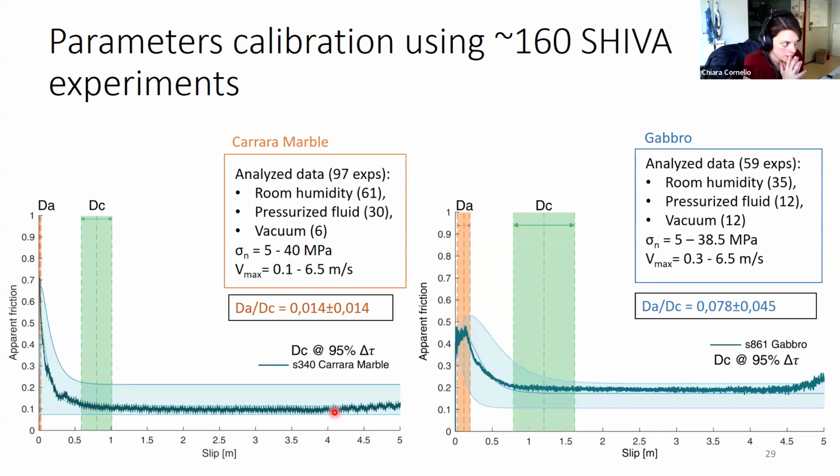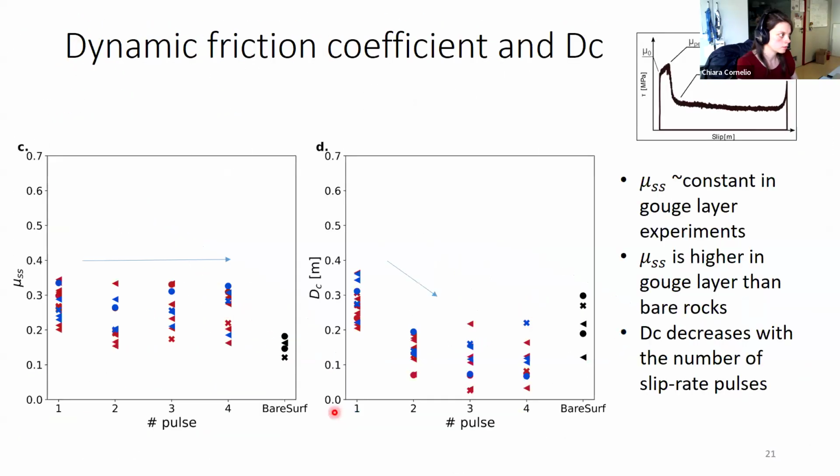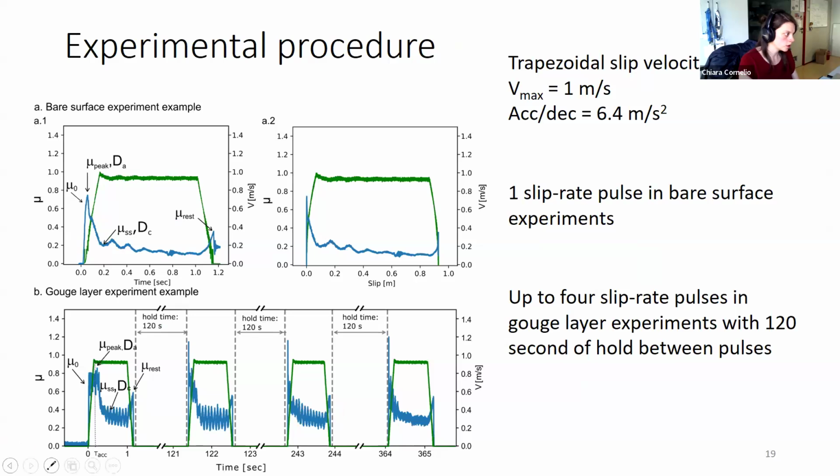Yeah. We were thinking that, looking at the data of gouge, probably the Da over Dc will be bigger, especially if we don't prepare the slipping surface, let's say. For example, looking at the data, sorry, I'm going back and forward here.